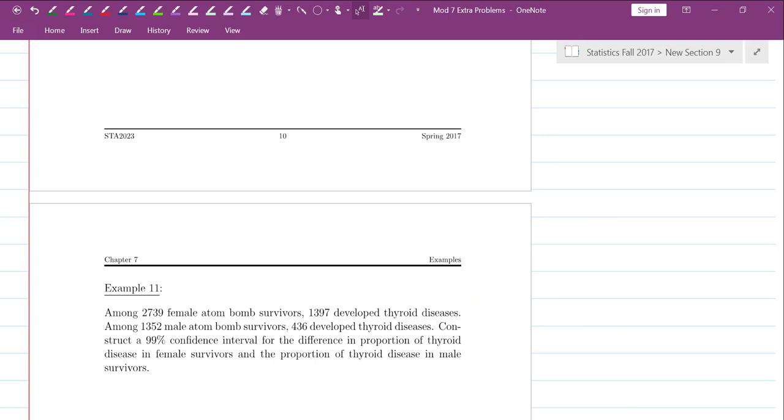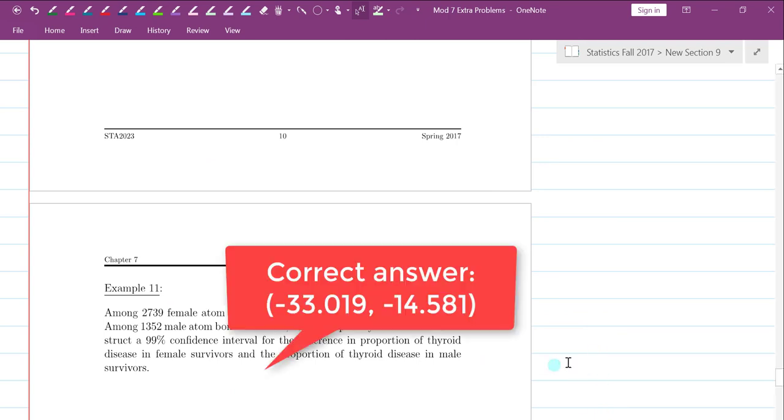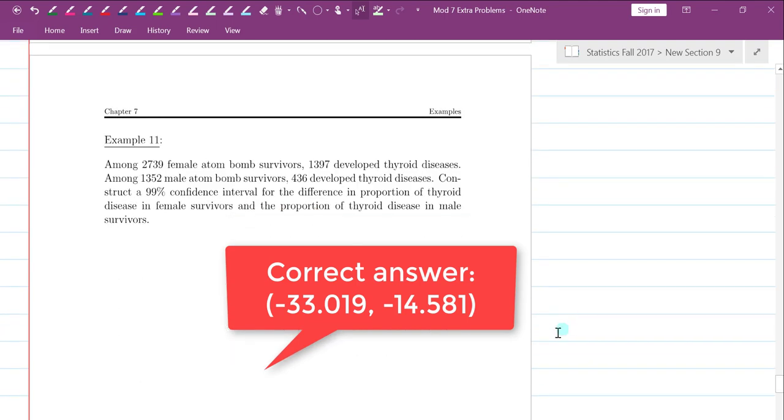Okay, I had to skip a couple of problems because I'm only working on this for 1 hour and I'm up after this problem. So I wanted to go ahead and do this particular problem real quick because it has to do with proportions. It says among 2,739 female atom bomb survivors, 1,397 developed thyroid disease. Among 1,352 male atom bomb survivors, 436 developed thyroid disease.